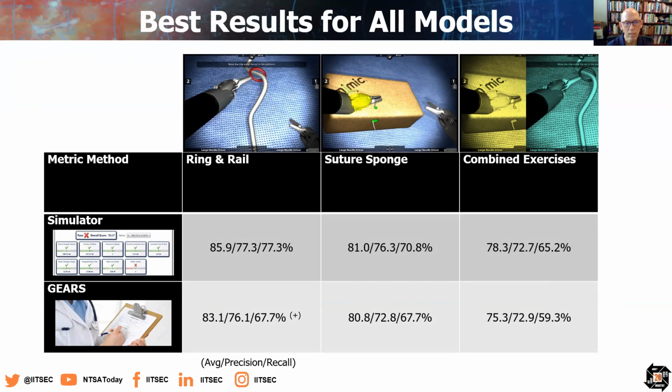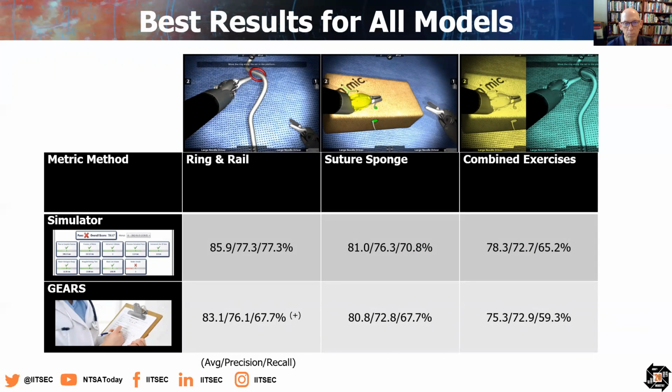So what we found was that in the Ring and Rail exercises, when the deep learning algorithm went to match the simulator, it had about 85% accuracy in matching the simulator's classifications of people. When it did the same thing to try and match human scores, it was about 83% accurate. For Suture Sponge, matching the simulator, it was able to do it about 81% of the time. And matching the human GEARS score, it was able to do about 80% of the time. That's the data from the previous graph, actually.